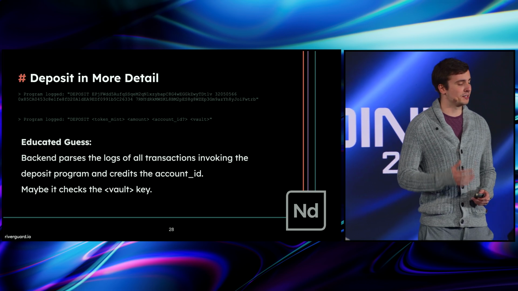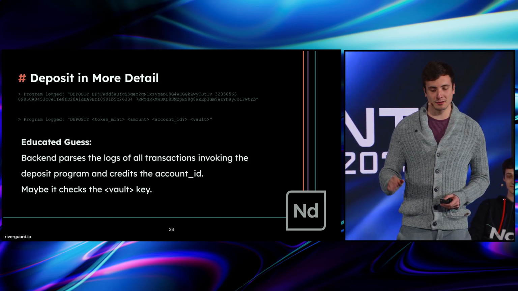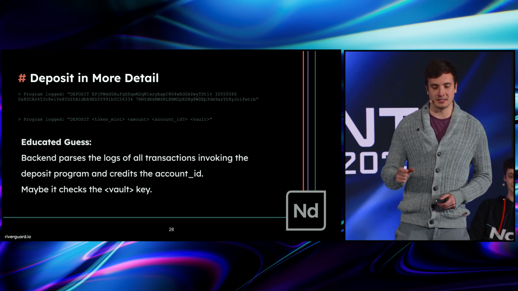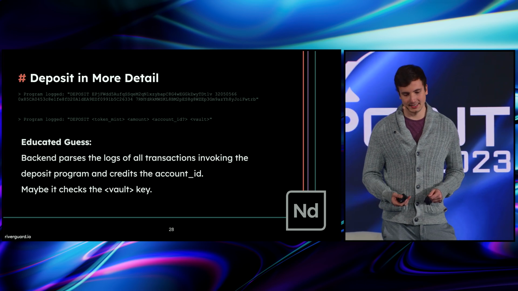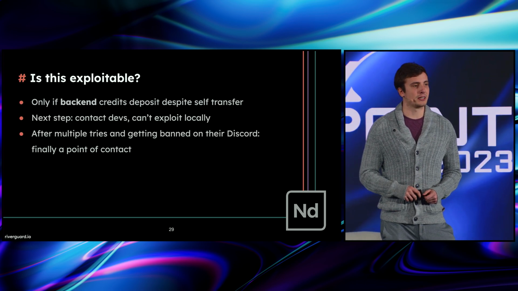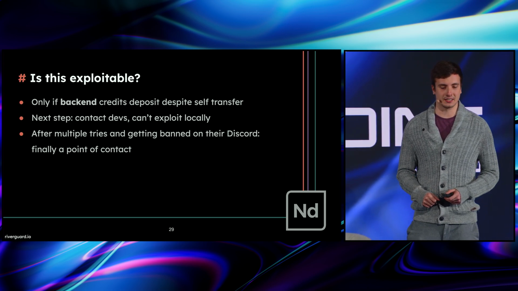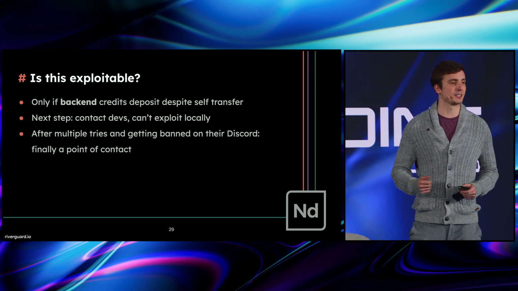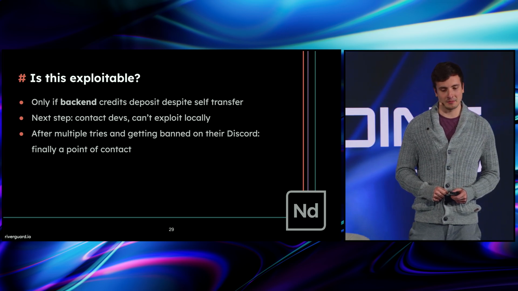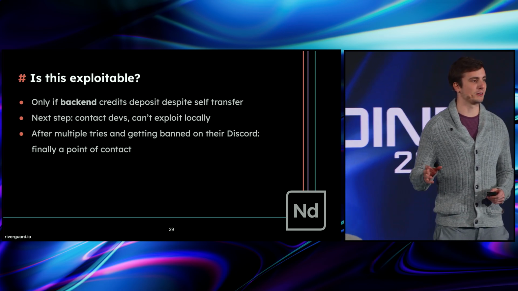And our educated guess was the backend parses the logs of all transactions invoking this program, and then credits the account ID that it finds in the log. And maybe it checks the vault key. Right, so now we thought, is this exploitable? And we came to the conclusion that this is only exploitable if the backend credits the deposit despite the self-transfer. And we obviously couldn't verify this because we don't have access to the backend.